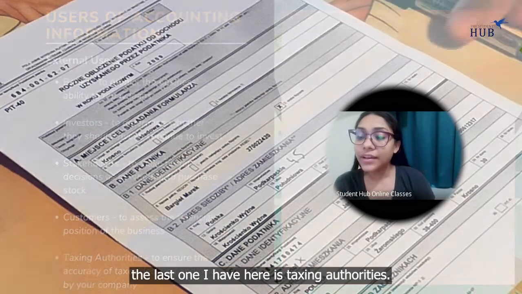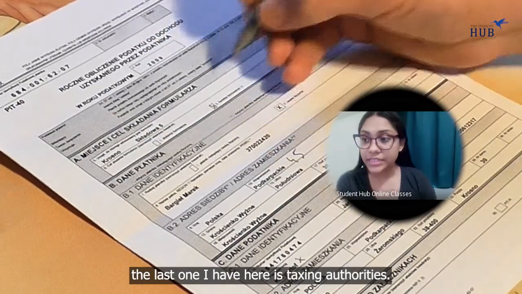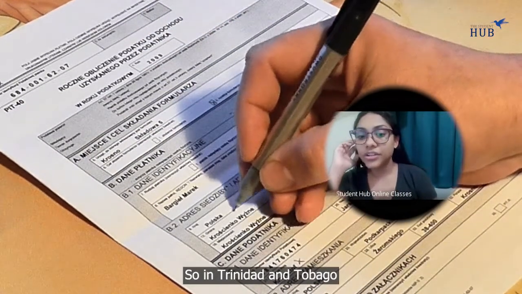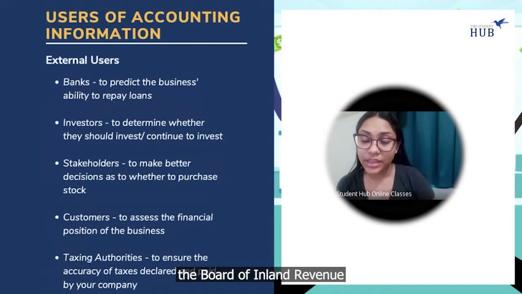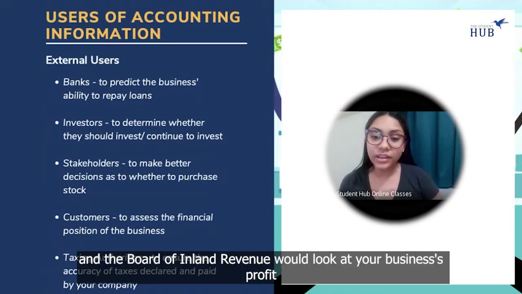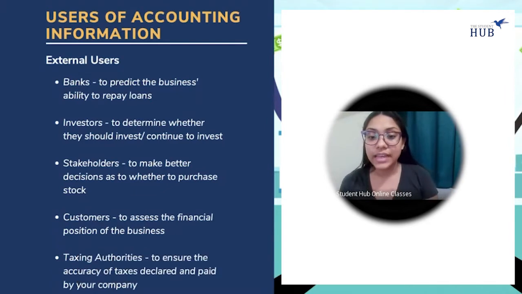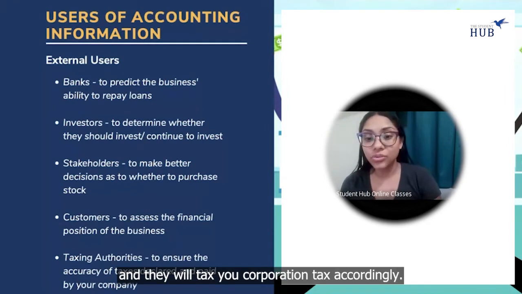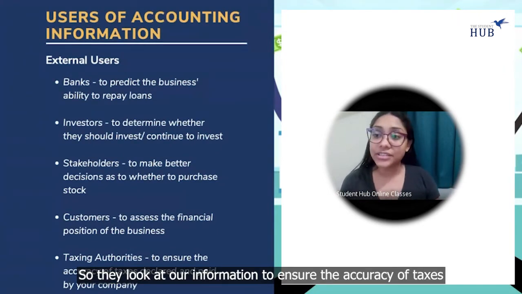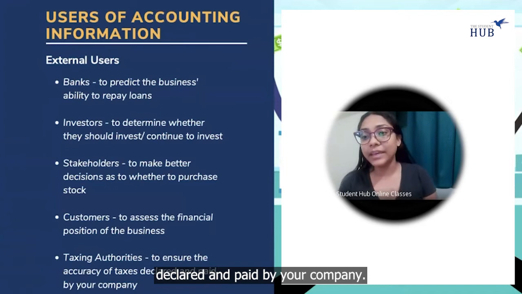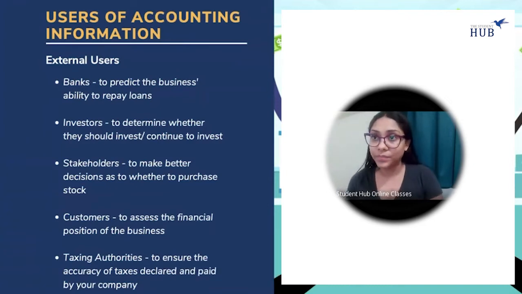The last one I have here is taxing authorities. In Trinidad and Tobago, we have what is called the Board of Inland Revenue. The Board of Inland Revenue would look at your business's profits, and they will tax you corporation tax accordingly. So they look at our information to ensure the accuracy of taxes declared and paid by your company.